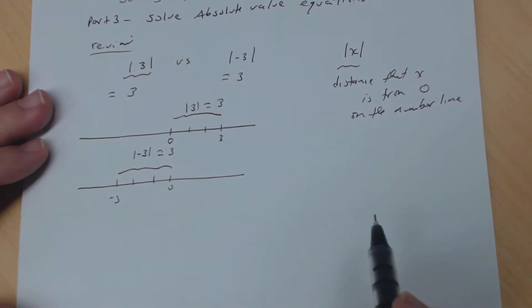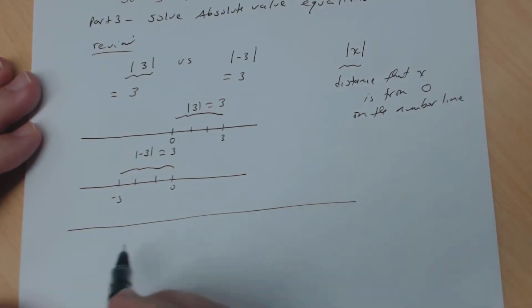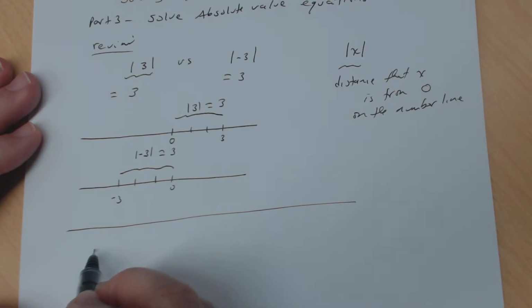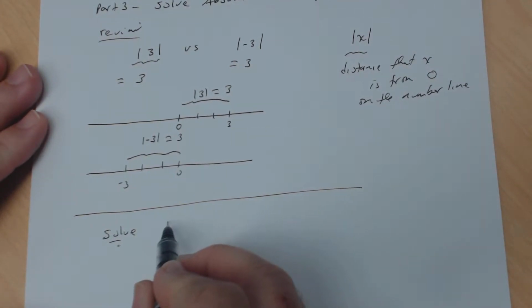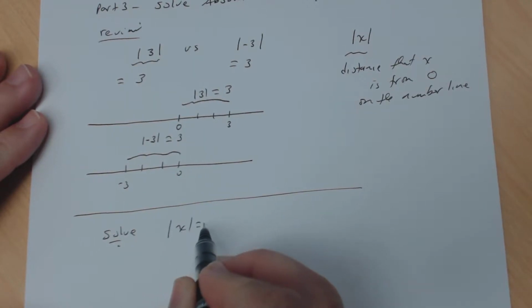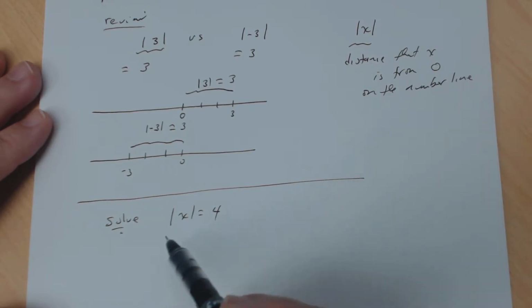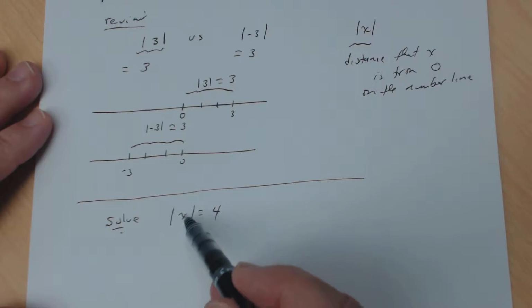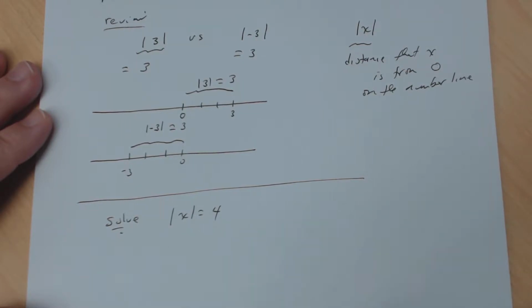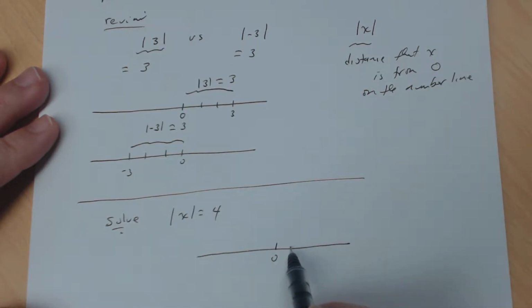Okay, so in terms of absolute value equations, we're going to look at a simple one first. Let's say we want to solve the absolute value of x is equal to 4. Just in terms of distances, what that means is I'm looking for a number x that is 4 units away from 0.